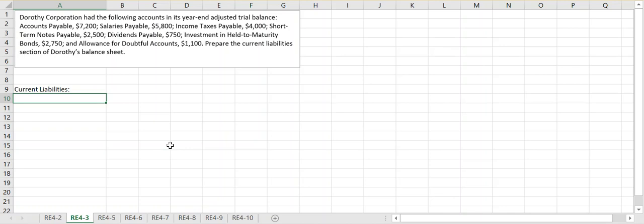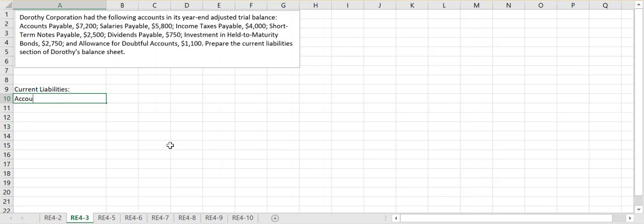And allowance for doubtful accounts, it is a contra asset account. We don't owe any money for allowance for doubtful accounts. We are simply estimating how much of our accounts receivable we think we will not collect. So that is also not part of our liability section.